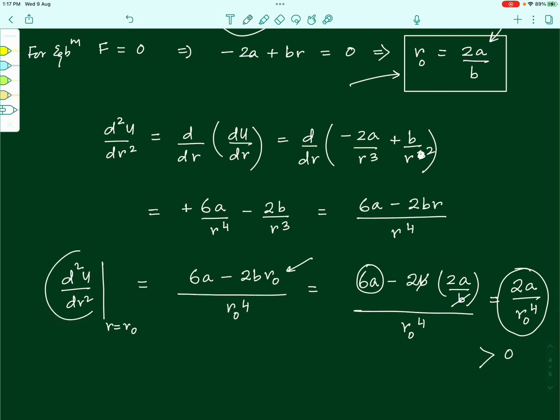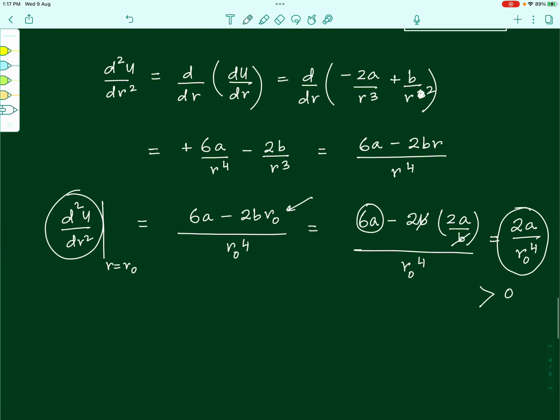If d2U by dR squared is coming out to be greater than 0, can we say this implies that it is a stable equilibrium? So, all this we need to do in order to find the type of equilibrium that we have for a system.